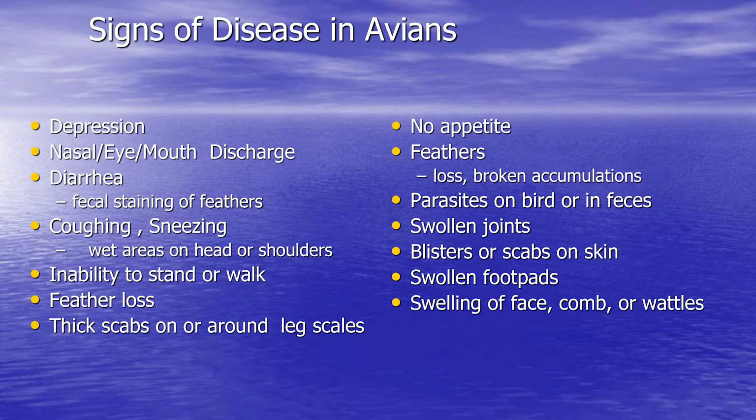When you examine that bird, kind of part those feathers. Does it look like there's dandruff there with legs on it running around? That would be indicative of lice. Do we see parasites on the bird or parasites in the feces? Any swelling of the joints? Blisters or scabs on the skin? Swollen foot pads? Any swelling of the face, comb, or the wattles?